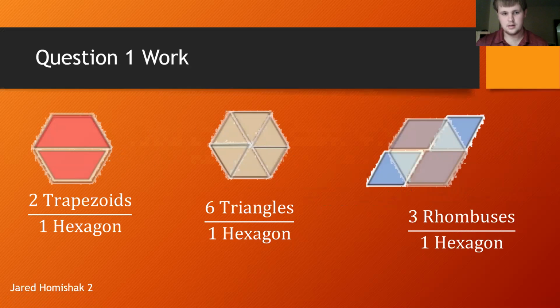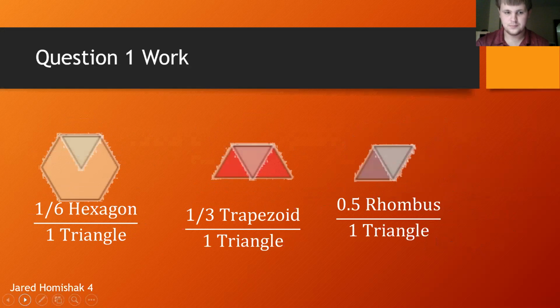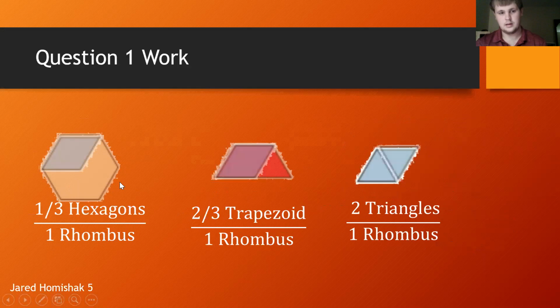Similarly, if we take a trapezoid, we could see that a trapezoid goes into half a hexagon, 3 triangles go into a trapezoid, and 1.5 rhombuses go into a trapezoid. For the triangle, we can see that it represents 1/6 of a hexagon, goes into 1/3 of a trapezoid, and half of a rhombus. And lastly, a rhombus. It goes into 1/3 of a hexagon, 2/3 of a trapezoid, and 2 triangles can fit into a rhombus.